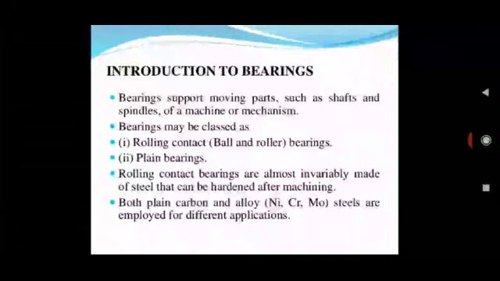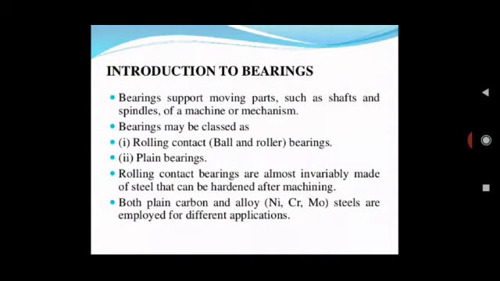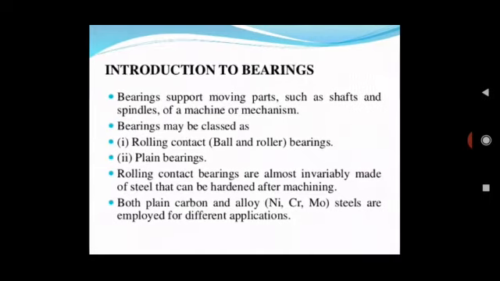In these bearings there is a journal. Journal is the part of the shaft which is present inside the bearing, and then there is bearing. The two surfaces, that is journal and bearing, are separated by a layer of lubricant. So that is known as plain bearings, and it is further classified as hydrostatic and hydrodynamic bearings. This was the basic introduction about bearings and the type of bearings.